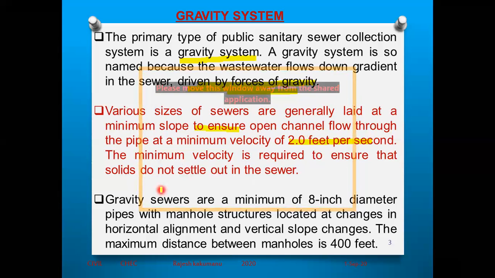Next, the gravity sewers are a minimum of 8-inch diameter pipes. So what diameter pipes are used for the gravity type? We are using 8-inch diameter pipes for gravity sewers, with manhole structures located at changes in the horizontal alignment. So we are making changes in the horizontal alignment and also vertical slope changes. Whenever you are using the gravity type of sewer system, the slope angles will change because of gravity pull.